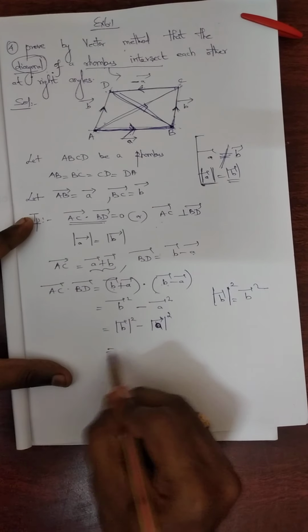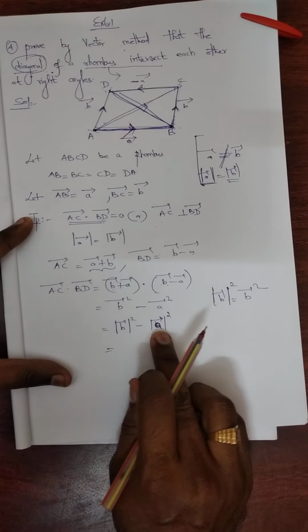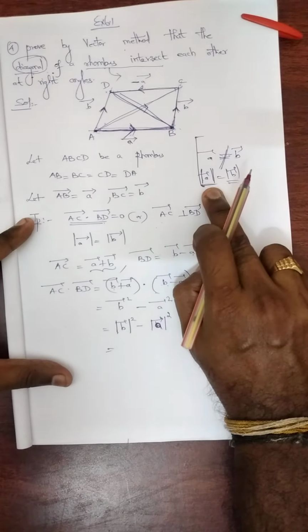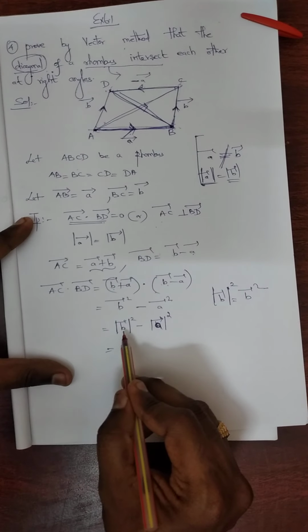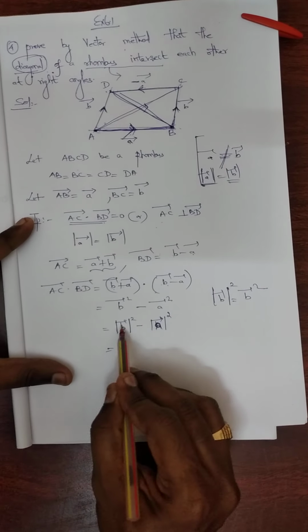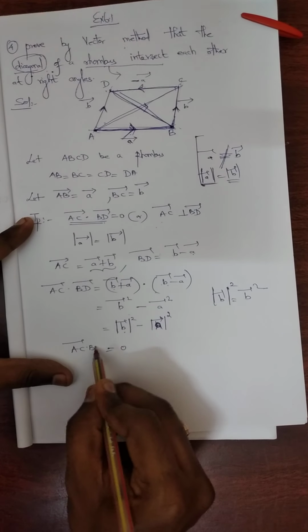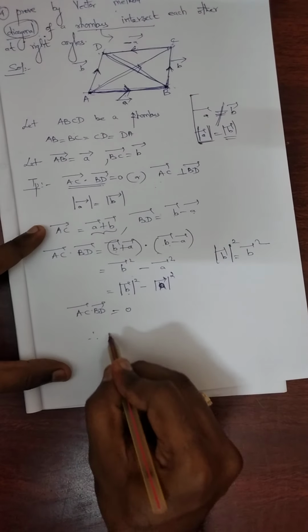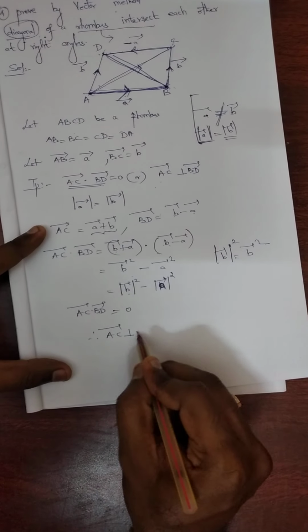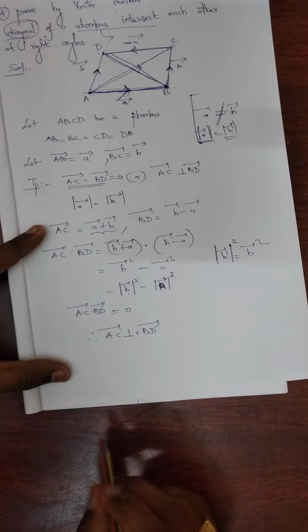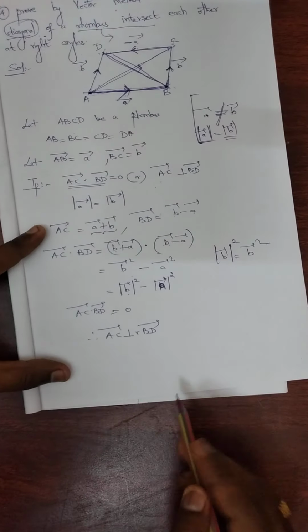You know the lengths of these two are the same, that is modulus of B is equal to modulus of A as a length. Suppose this is 5, this is also 5. 5 the whole square minus 5 the whole square is nothing but 0. AC vector dot BD vector is 0. Therefore, AC vector is perpendicular to BD vector.